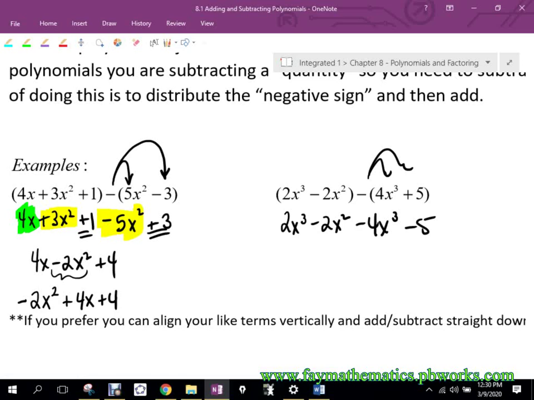There's an 8.1 assignment online. Tomorrow, beginning class, we'll revisit this a little bit. Okay, do a couple more examples. Maybe see some of the stuff out of the homework. And then we'll move on to 8.2, which is talking about GCF, greatest common factor.